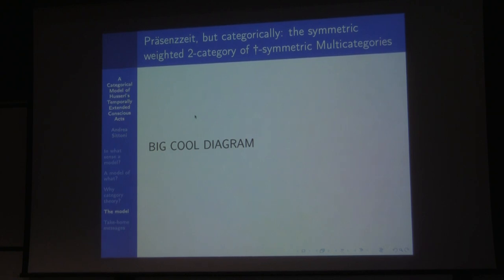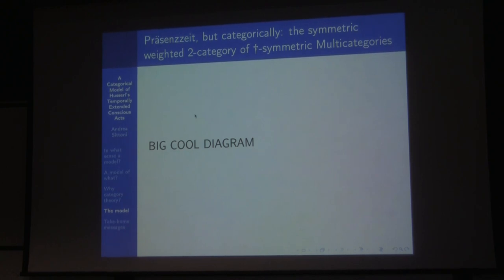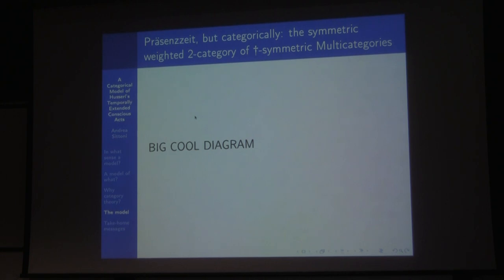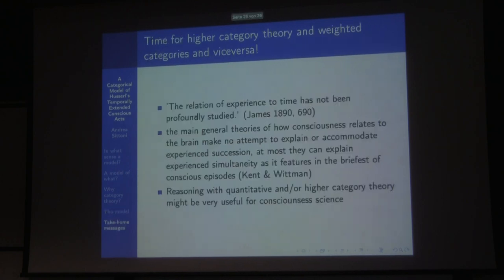This is my big cool diagram, so I didn't have to typeset, but imagine, really, many conscious objects in a primary impression. Many conscious objects in a primary impression, and then some protentions, retentions, and then also, if we have the time, natural transformations between protentions and retentions, between protentions and protentions, retentions and retentions, or mixed. They would be like updates of, I expect something, but then I understand something else, and so I transfer, for example, my expectations.